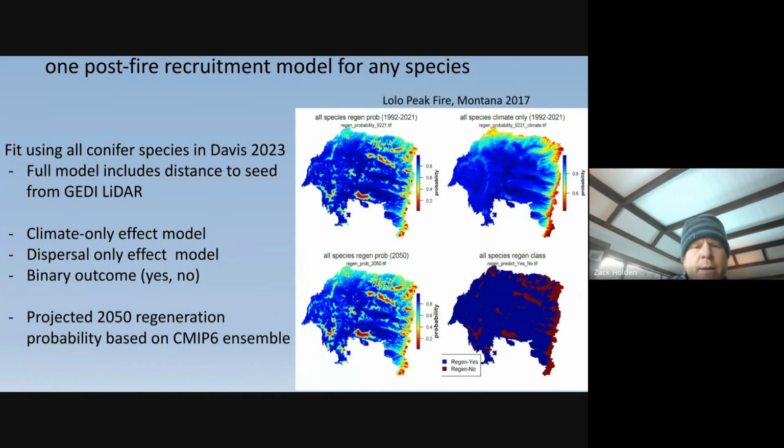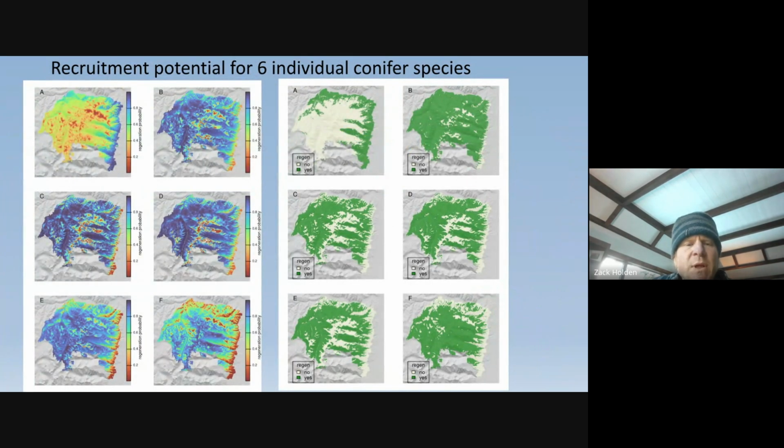And then we take Kim's data and fit regression models using those climatic inputs, primarily distance to seed sources, and then make predictions for an all species model and then for 6 individual conifer species. Next slide, please. Just to show a map of those here quickly. Ecologically, these make sense. Sorry I didn't label these. That's ponderosa pine in the upper left, all the way down to, I think, subalpine fir in the lower right.